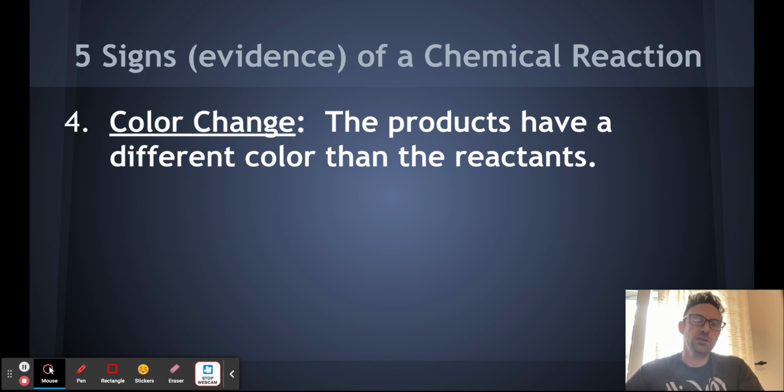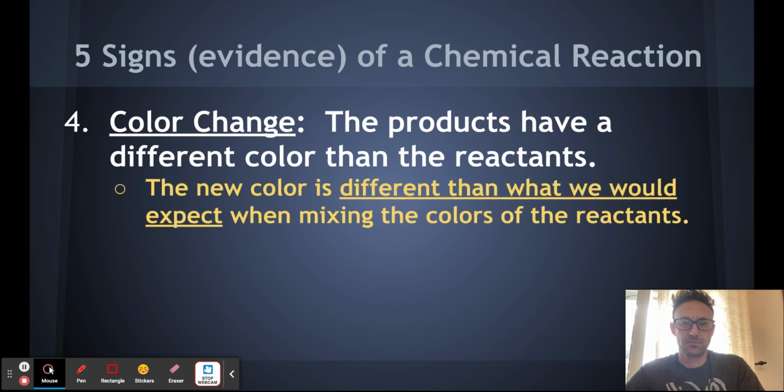If there is a color change different than the reactants themselves, and what that means is if you have a purple liquid or a blue liquid and you mix in something that's clear and you get a light blue, that's not a chemical reaction. But if you put in something that's clear and something that's red and you get green, if you get something different than what you've expected, that's going to be a chemical reaction.